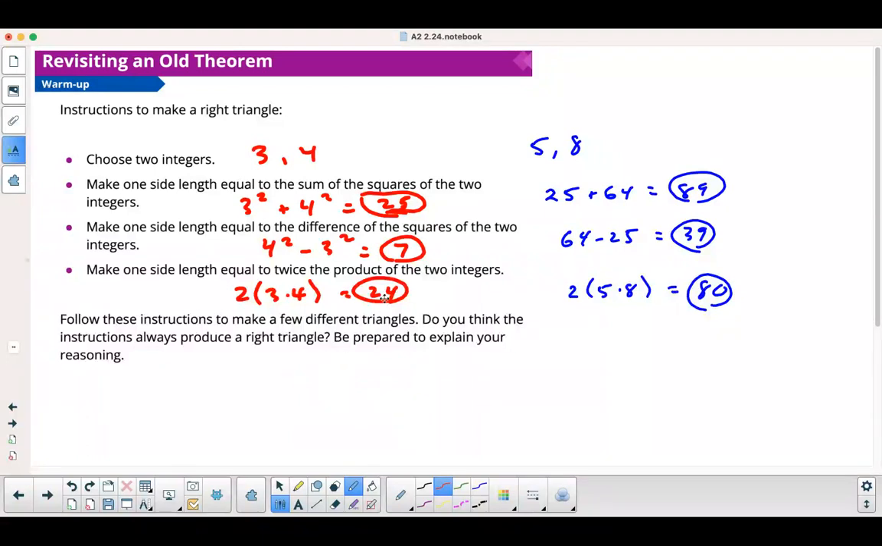I'd have to maybe measure out a stick that has a length of 25, a stick that has a length of 7, and 24, and piece them together and see how they fit. If it looked like a right triangle, I'd say yes. But maybe we can use some algebra.